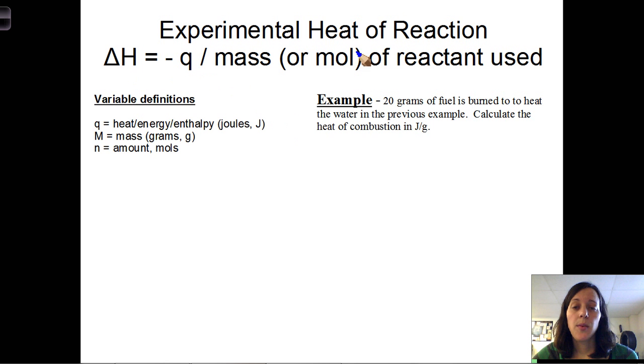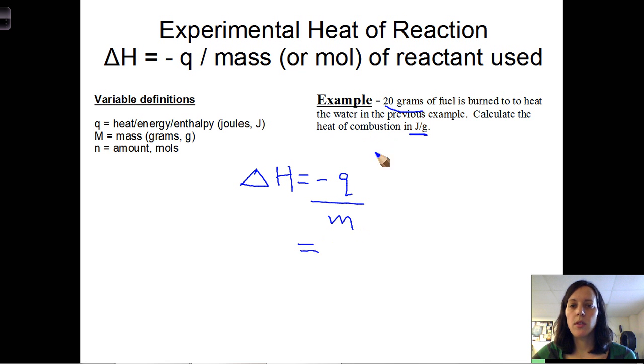So experimental heat of reaction is defined as delta H, and that's the change in energy or enthalpy, which is a word we'll use more often. And it is equal to the negative Q divided by the mass or moles, depending on whatever the problem is asking you for. In this case, our example problem is giving us 20 grams, and it's also asking for you to calculate the heat of the reaction in joules per gram. So we'll just use grams. So delta H equals negative Q over m.